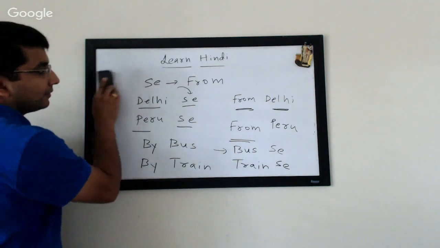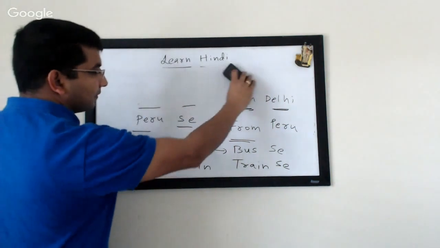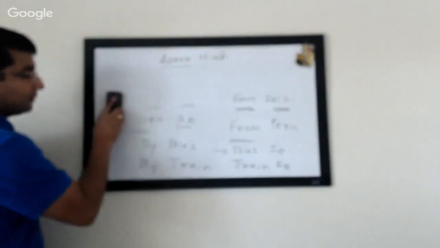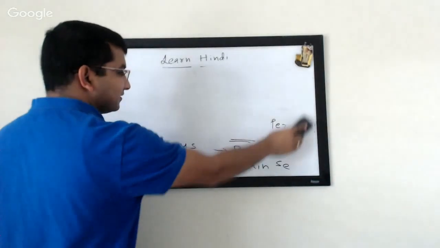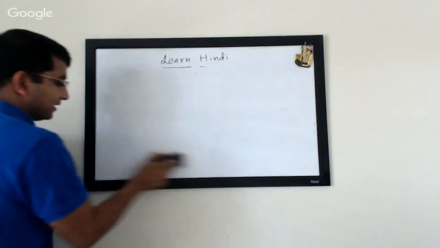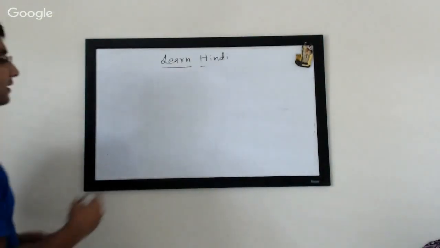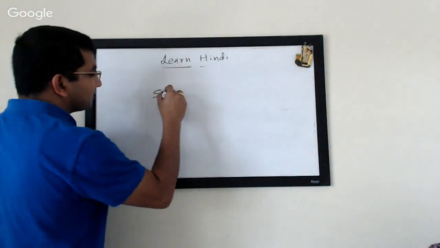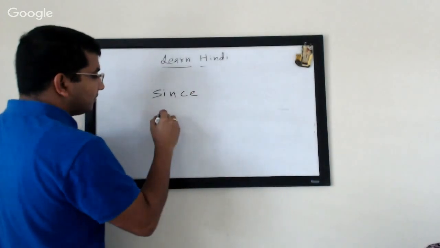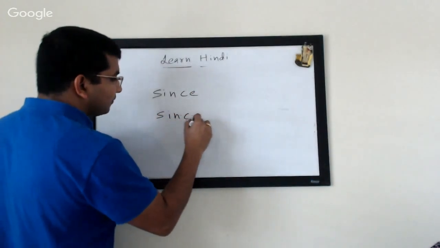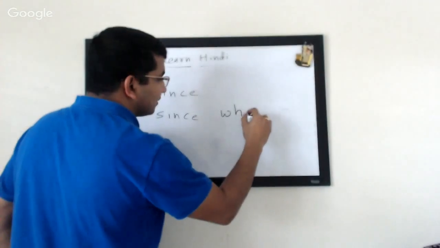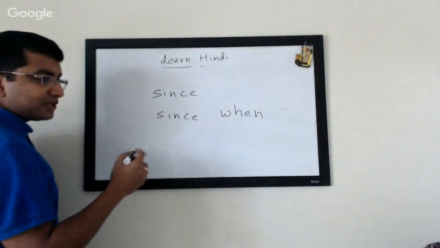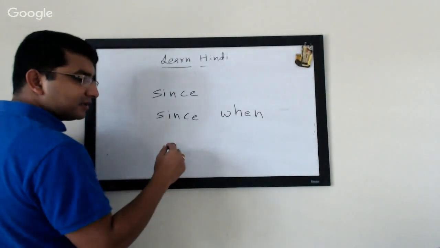And one more se question. Verity says, can it also mean since, as in मैं दो साल से हिंदी सीख रही हूँ? Yeah, you can do that as well. It also means since. The first would be since when, right? Simplest one.